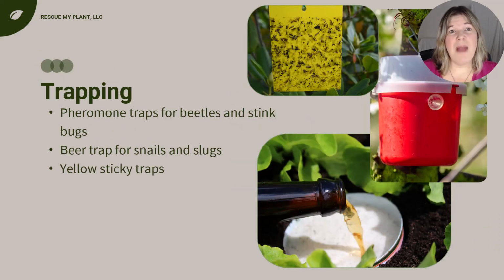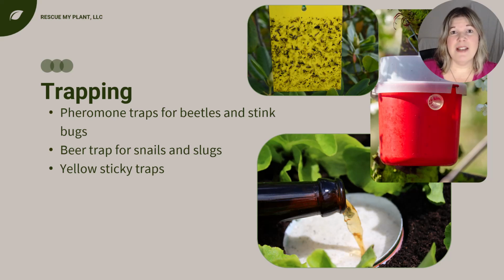You can also trap insects. There are pheromone traps for a variety of pests, including Japanese beetles and stink bugs. These traps are often brightly colored to attract the pest. Pheromones attract the pests, so you don't want to keep these traps inside of the garden. There are also instructions on the internet for DIY traps you can make.